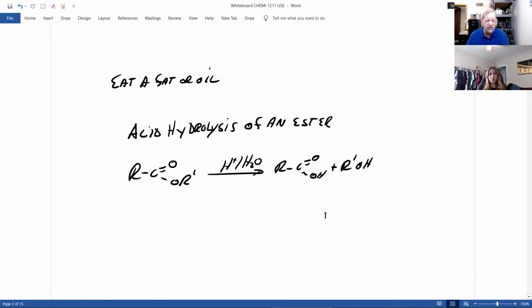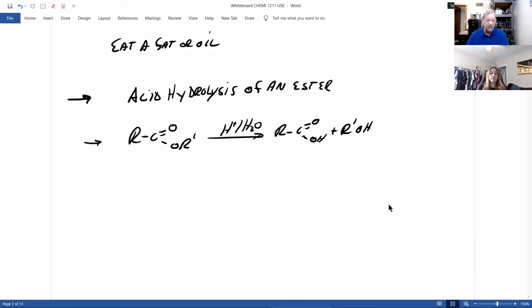All right, this is what happens when you eat a fat or oil. Again, you should know how to describe with words, and that's acid hydrolysis of an ester, because the functional group, the key one in fats and oils, is an ester. And the general reaction, which you learned for test number 3, is ester, acid, water. You get back the carboxylic acid plus the alcohol you would have used to make that ester.